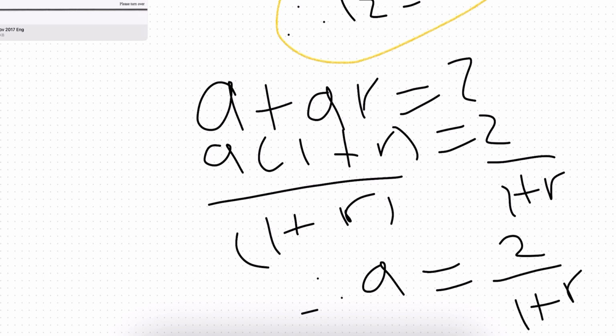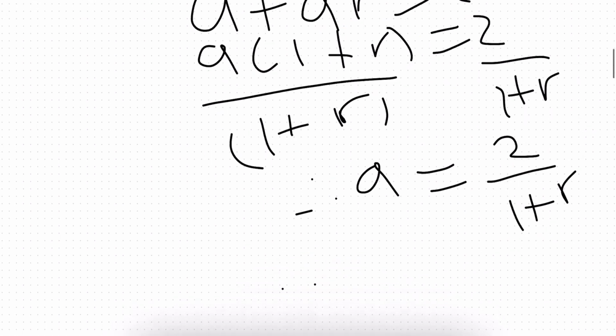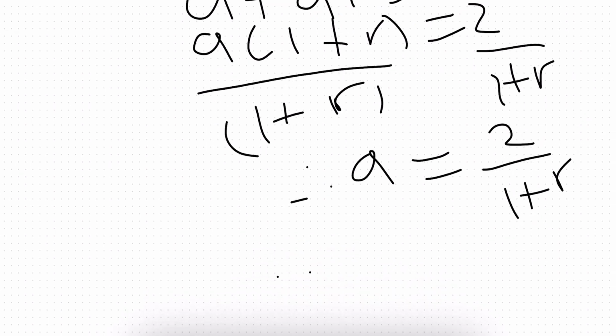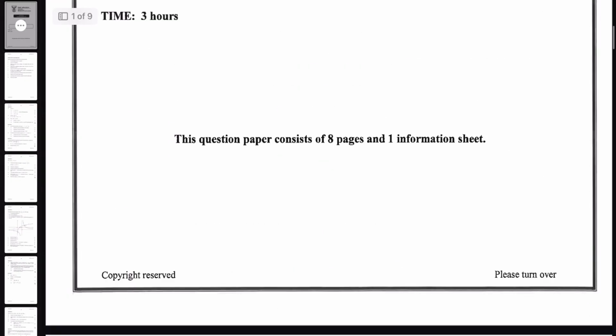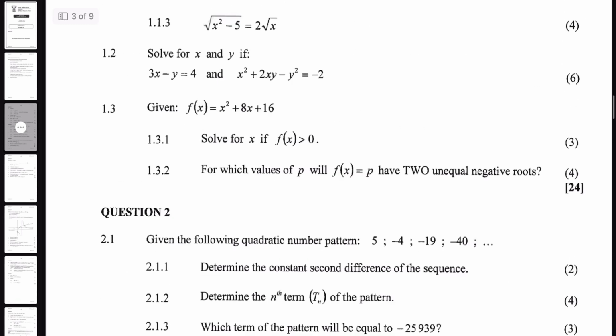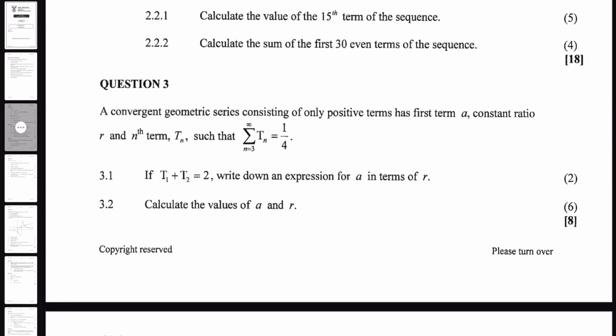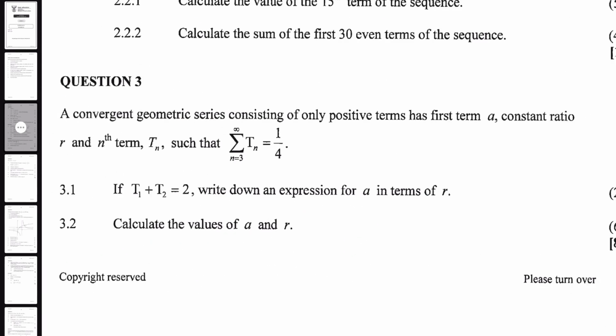Then you ask yourself, have I solved the question? What was the question asking? Let's go back to the question. The question is asking us to write an expression of a in terms of r. Okay, we've done that. Now they're saying, now calculate the values of a and r. Yeah, this is interesting and very easy. Don't complicate it.